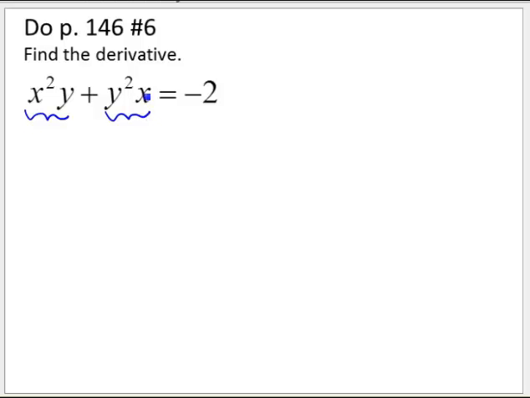So let's go ahead and get started on this. Product rule says first times the derivative of the second.